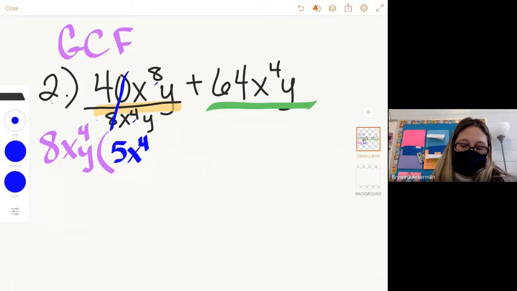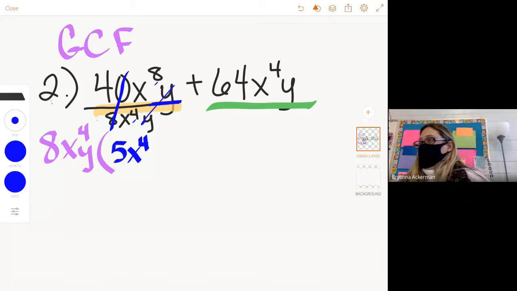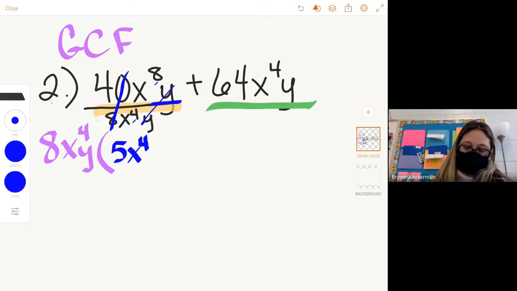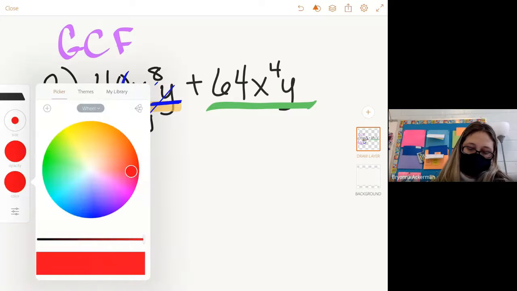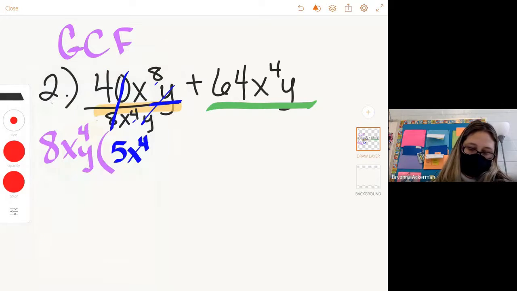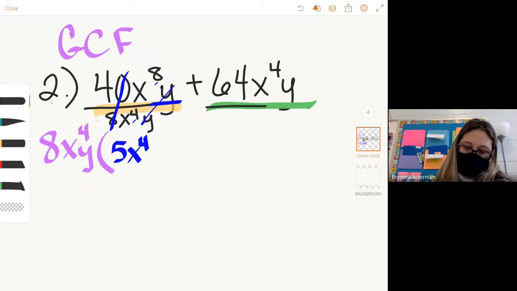And then I have y divided by y. Well, anything divided by itself is 1. So it really just cancels out. Okay, so it's just 1. So we don't need a y there. So that was the first term. Then we're going to go to the second term and do the same thing. We're going to divide this whole thing by 8 x to the 4th y.